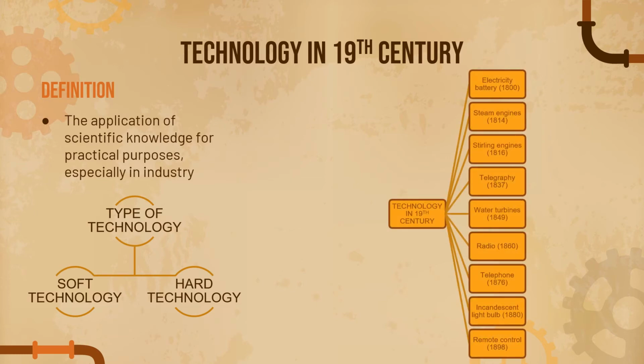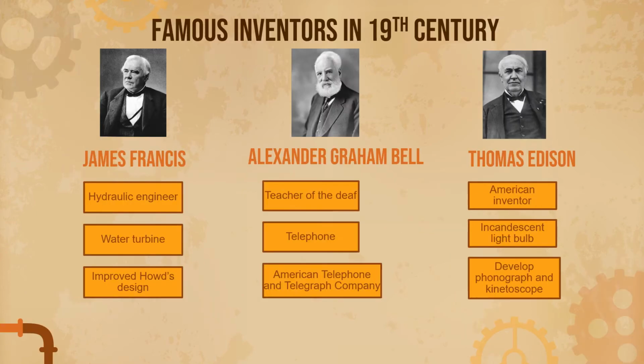So these are some of the technology that was invented in the 19th century. These inventions are very famous, like the steam engine by George Stephenson, the Stirling engine by Robert Stirling, the telephone by Alexander Graham Bell, and the remote control by Nikola Tesla. In addition, there are some famous people who contributed a lot to technology in the 19th century.